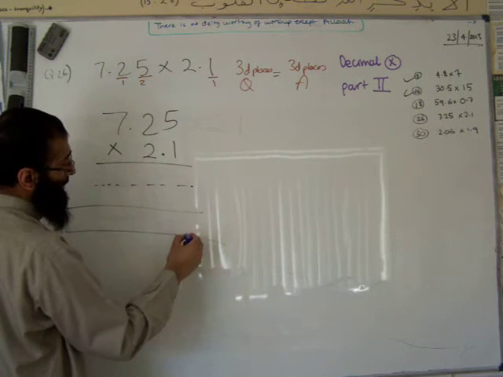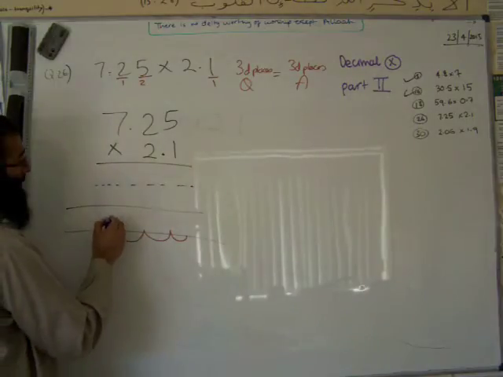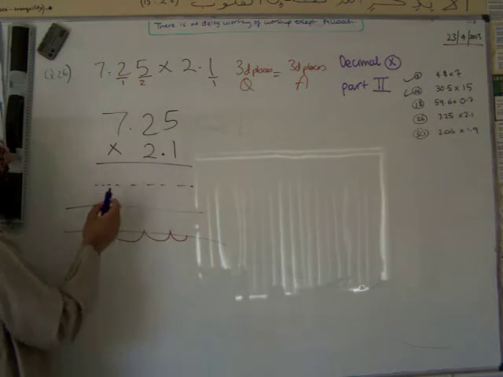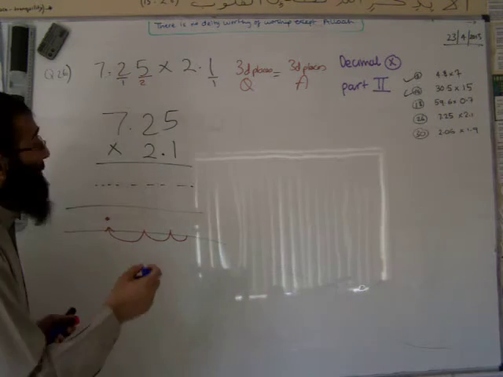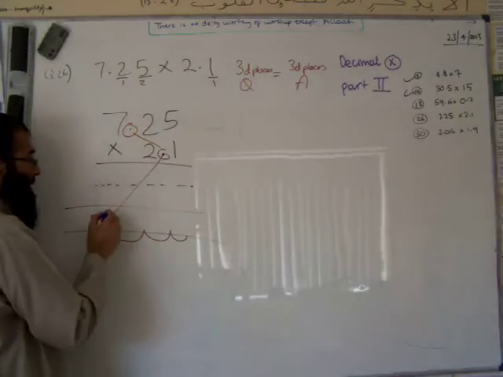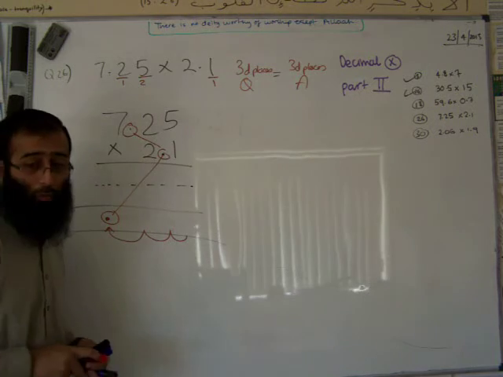So I'm going to start from here. 1, 2, 3. As you can see, the decimal point goes from here to here to here. We are not trying to line up decimal points. Look, that's definitely not a straight line.